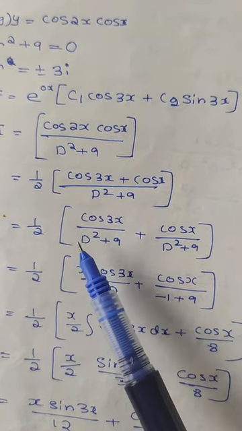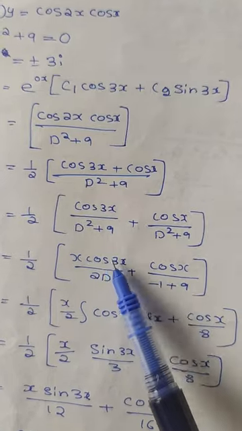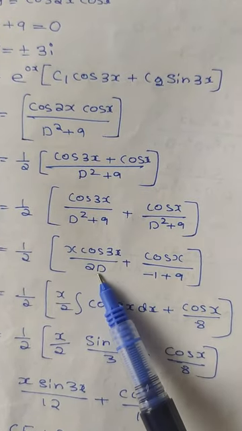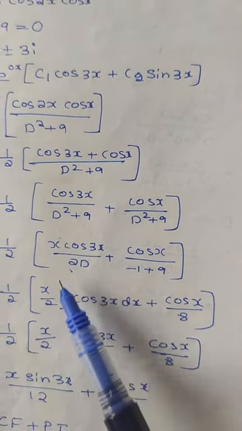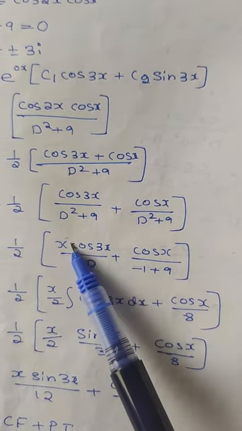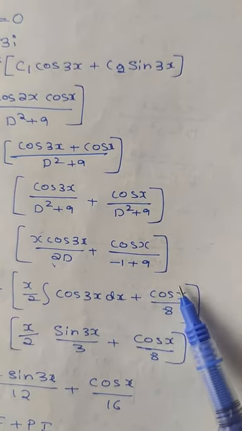Because after replacing d square by minus 3 square, we get 0. So x into cos 3x divided by 2d. Now, since we have only d term, integrate it. X by 2, take outside the integral, you have to integrate only cos 3x. Integration of cos 3x dx plus cos x by 8.